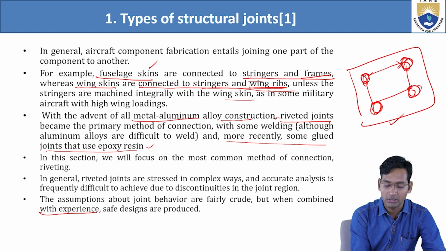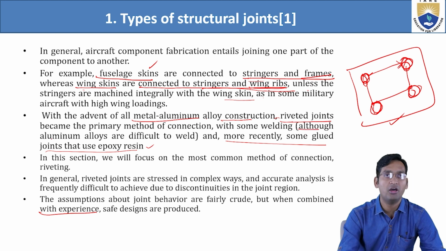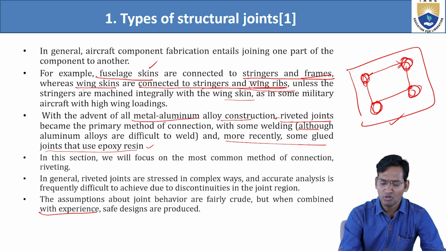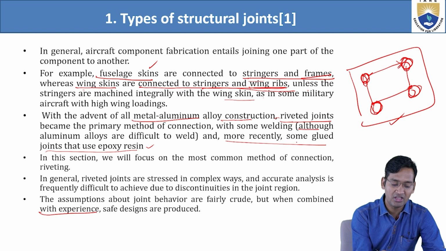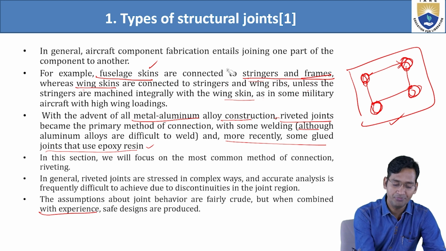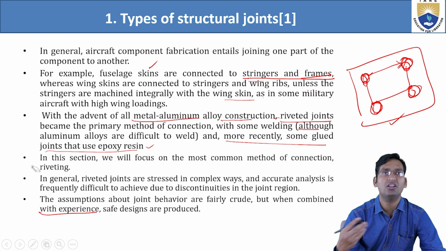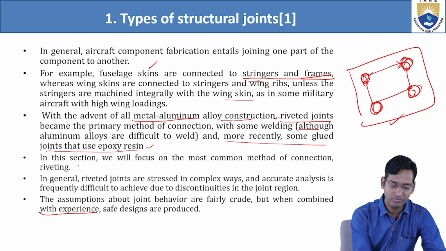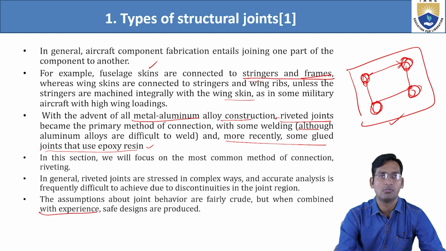With welding, although aluminium alloys are difficult to weld, we still use it because it is stronger compared to the other options. More recently, some glued joints use epoxy resin. You can see that when making a UAV, there is one glue type where you just put the glue and fix. That is the resin glue.